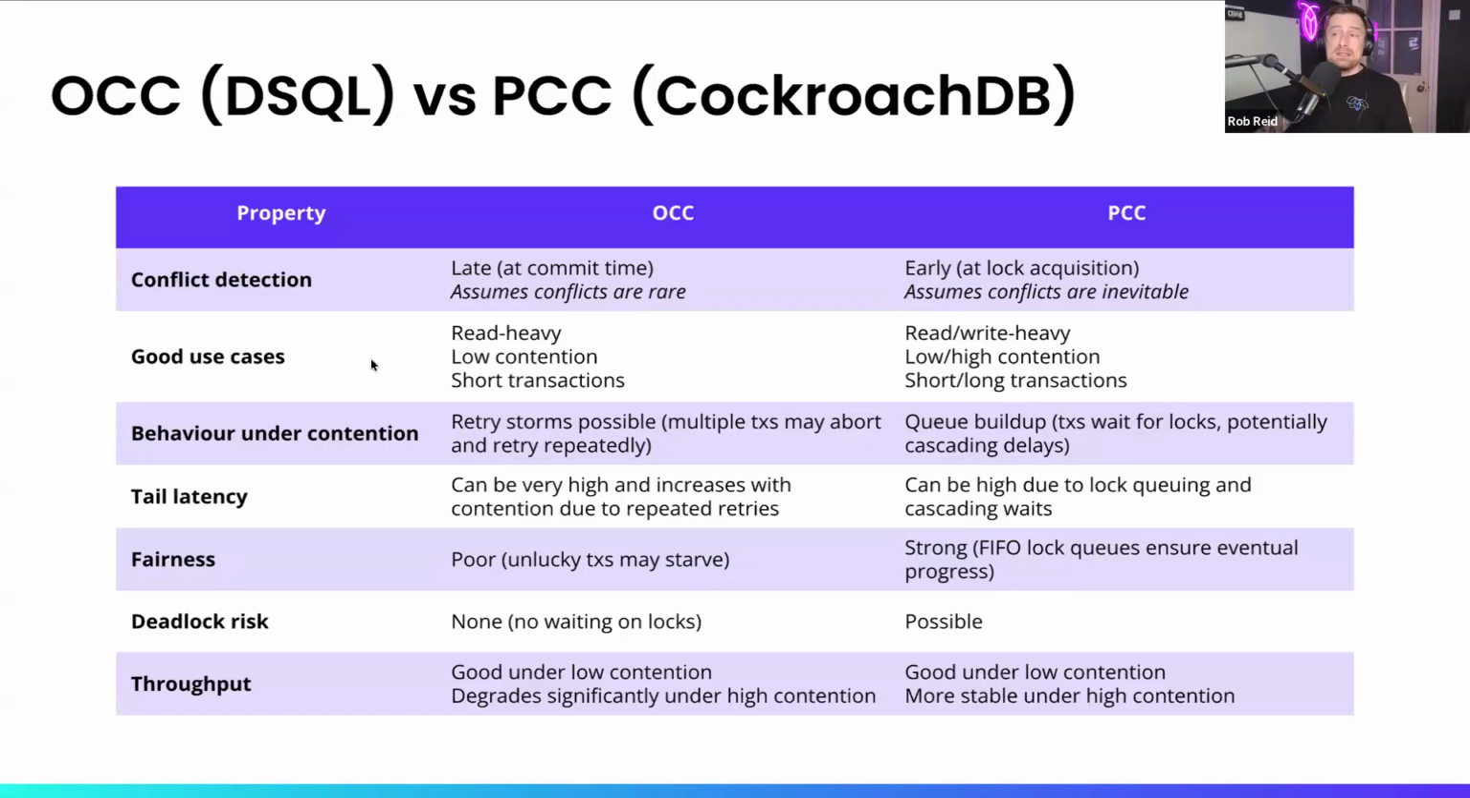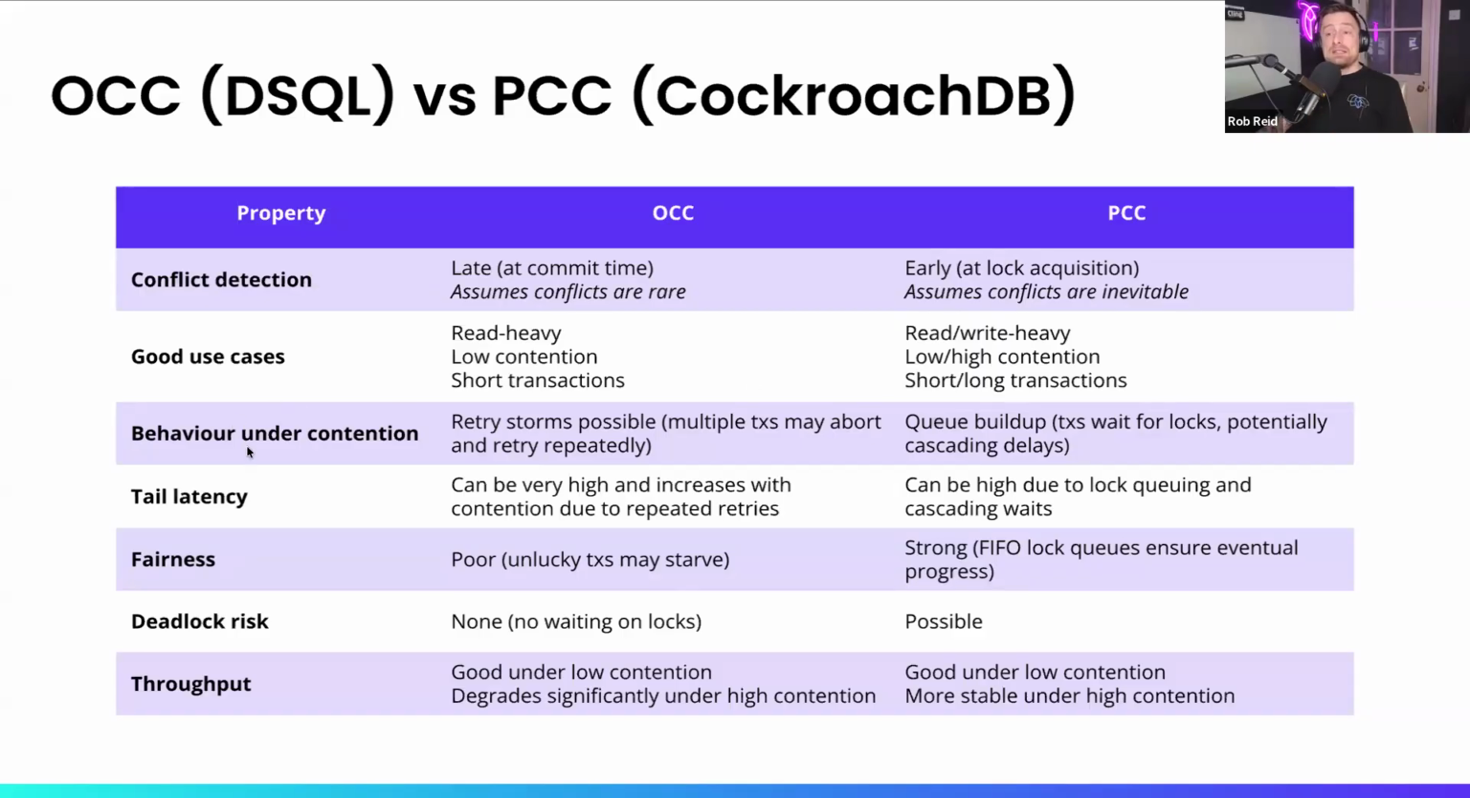So this model assumes that conflicts are going to be inevitable as opposed to rare. As for use cases, OCC thrives in read-heavy workloads where contention is low, and you're not likely to run long-running transactions. Transactions are going to be very quick. PCC is good for read and write heavy workloads where contention may or may not be high, and transactions can be short, they can be long. It matters less so in PCC.